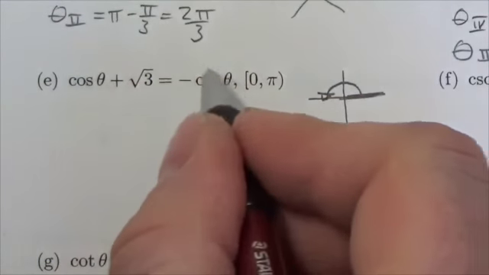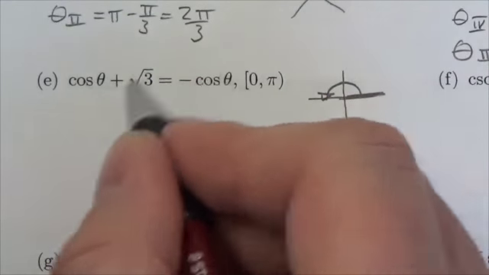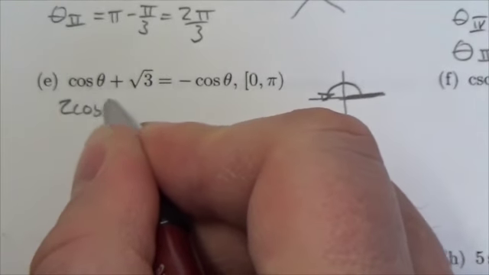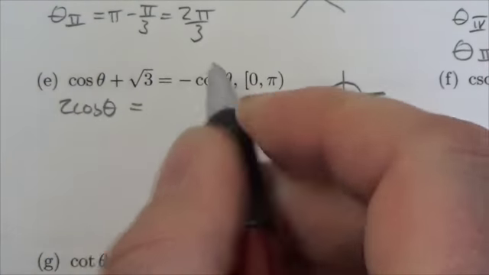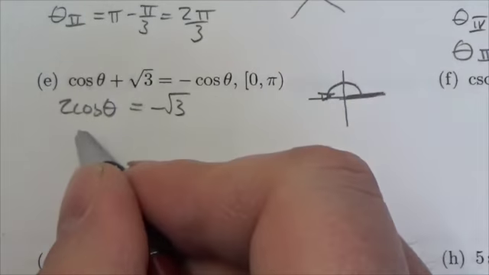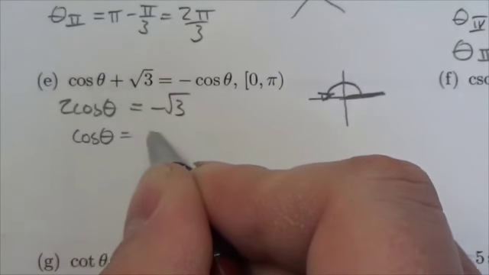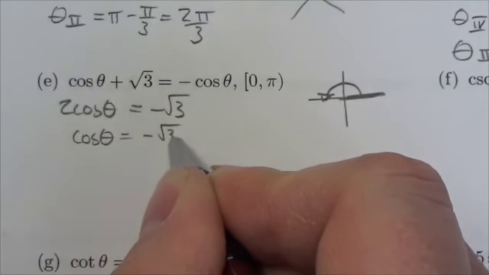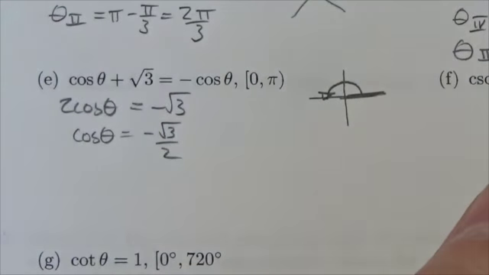Now I'm going to divert my attention to the equation. I'm going to try to isolate the trig function here. I'm just going to bring the cosine over. So 2 cosine of theta. I'll bring the root 3 over, equals negative root 3. And now cosine of theta is equal to negative root 3 over 2.